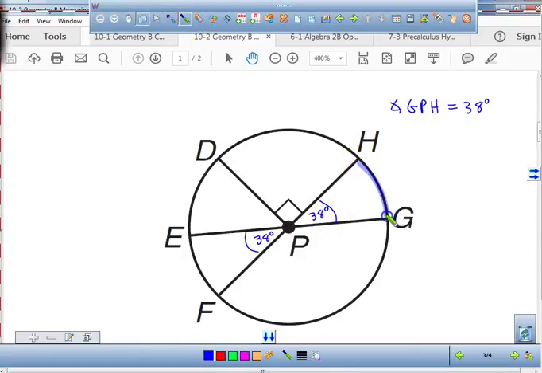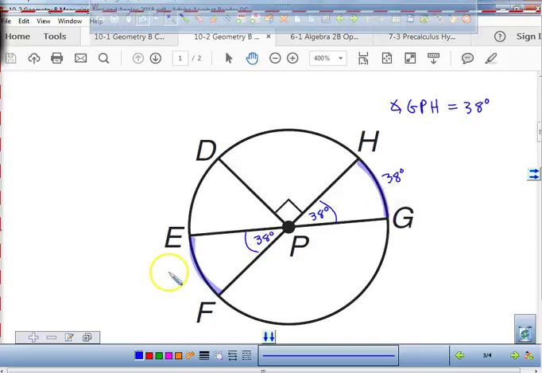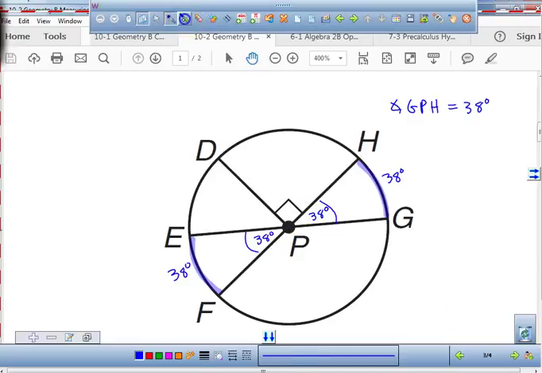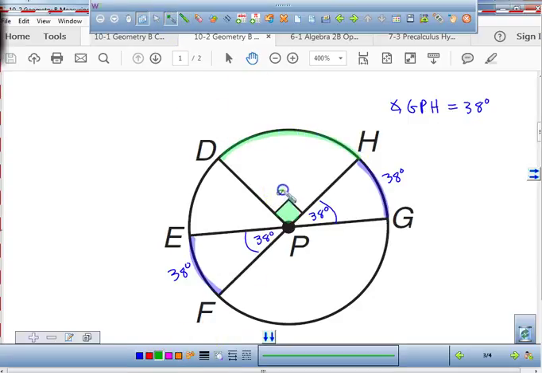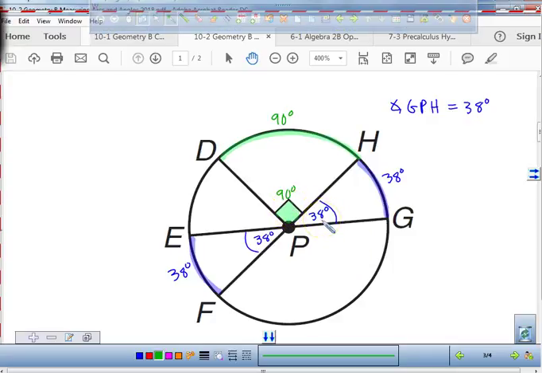So this angle and this angle open to their corresponding arcs. These are central angles. So yes, H to G is 38, E to F is 38. Now, we all should know what they are trying to convey to us with that right there. We should all know that that represents what? 90 degrees. So you should know and write down in A, that's 90, just like this arc is 90.